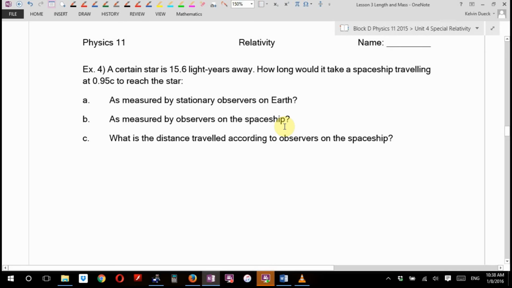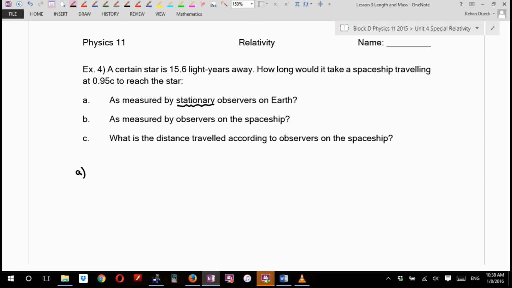Here's the star question, the Proxima Centauri question, except now because we have an equation for length, for distance, we can maybe get there a little more cleverly. It says this: a certain star is 15.6 light years away. How long would it take a spaceship traveling at 0.95 c to reach the star? Well, first of all, as measured by stationary observers on the Earth. Can you underline the word stationary? Because we're talking about the Earth and relative to the Earth and stationary, we don't need to use Einstein.